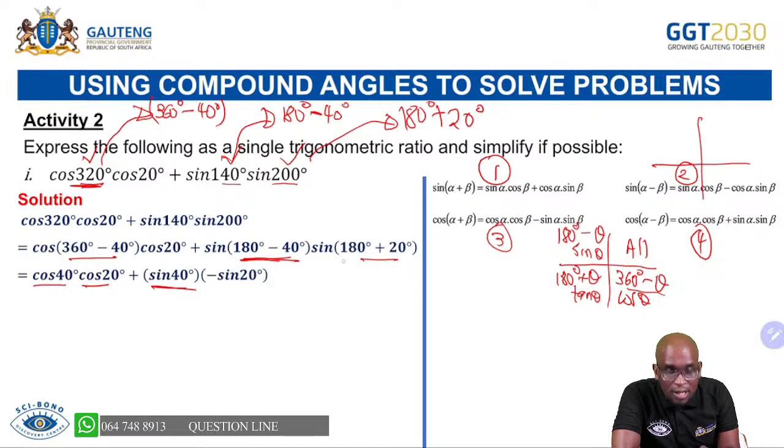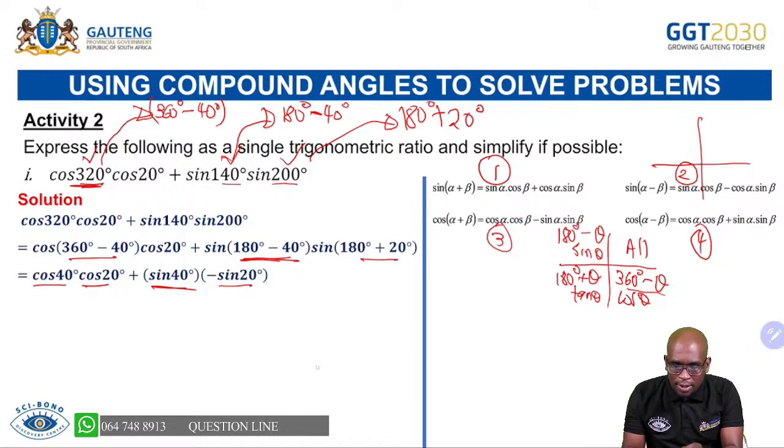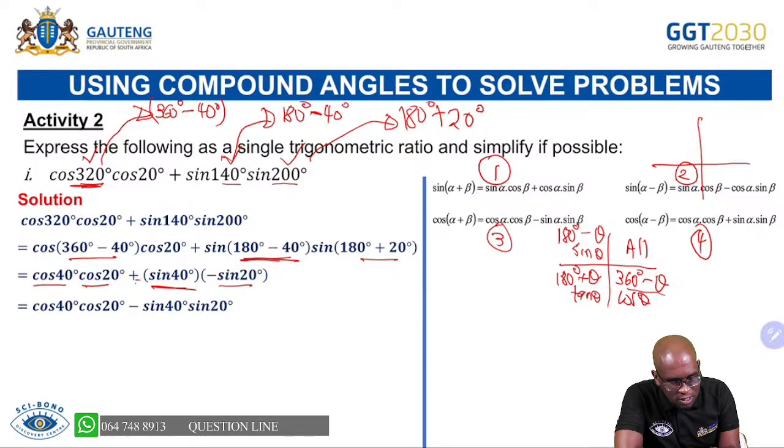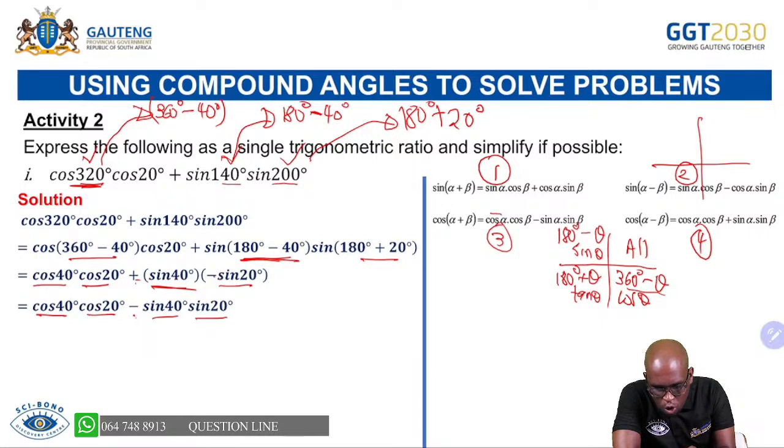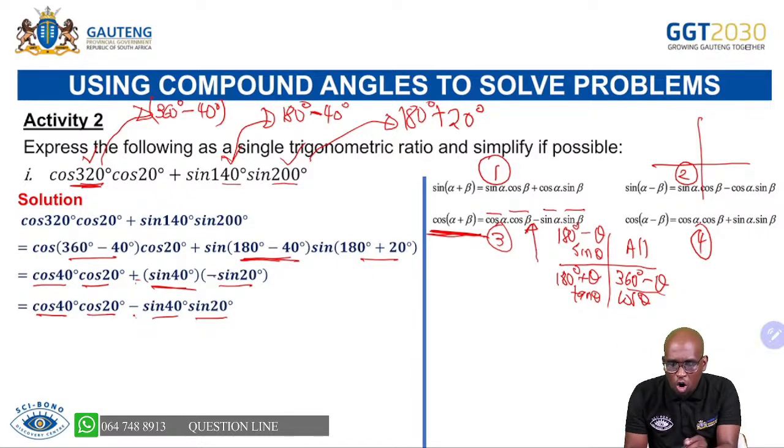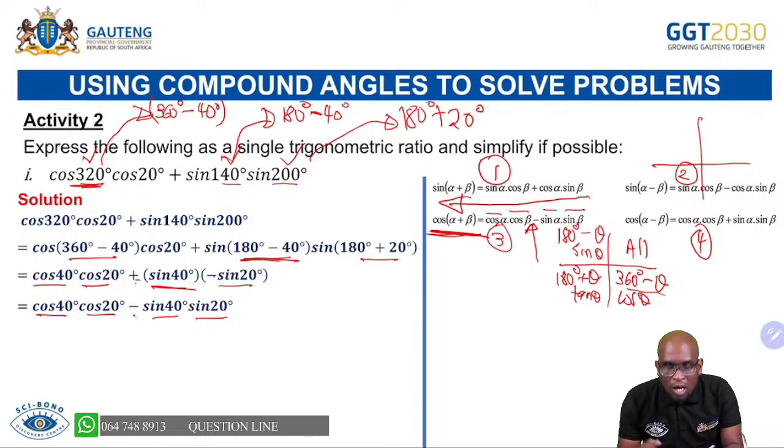Now, moving to the next one, we have the sine of 200. This becomes minus sine 20, because 180 plus is in the third quadrant, and sine is negative in the third quadrant. Simplifying this further by multiplying the positive and the negative, we get that this is negative. So if you check, we have cos, sine, and a negative in between, which means we are going to reduce or condense this using the cos expansion. So from equation 3, we are going back.